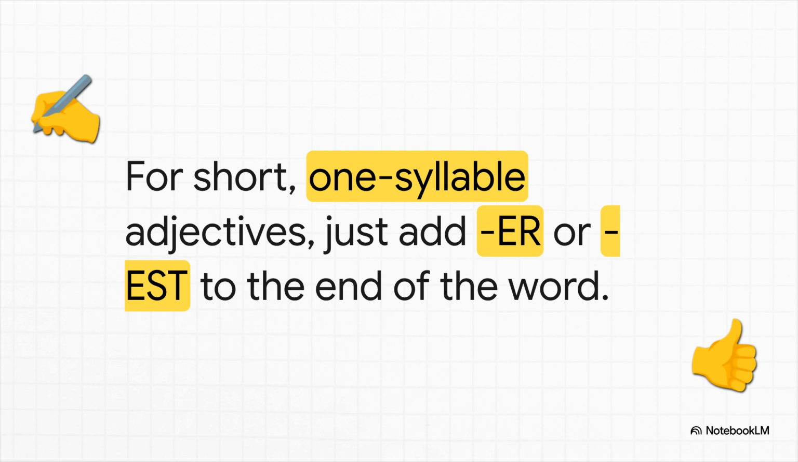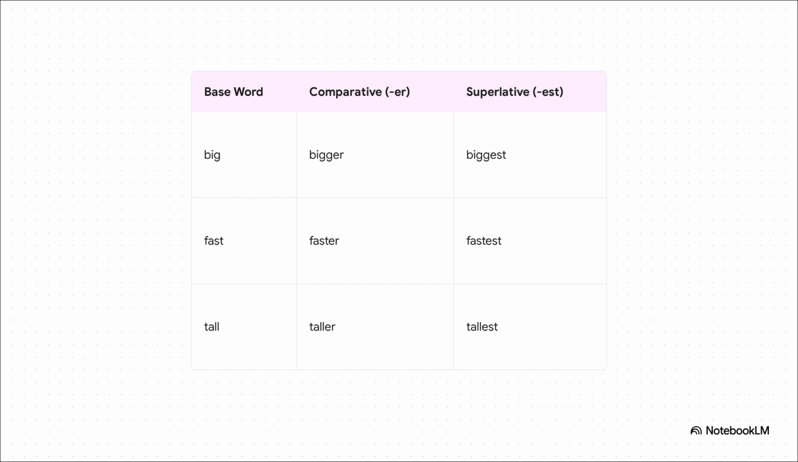That's pretty much it. And you can see the pattern right away, can't you? Big becomes bigger when you're comparing two things, and biggest for a group of 3 or more. Same exact logic for fast, becoming faster and fastest, and tall becoming taller and tallest. It's this simple, predictable system.